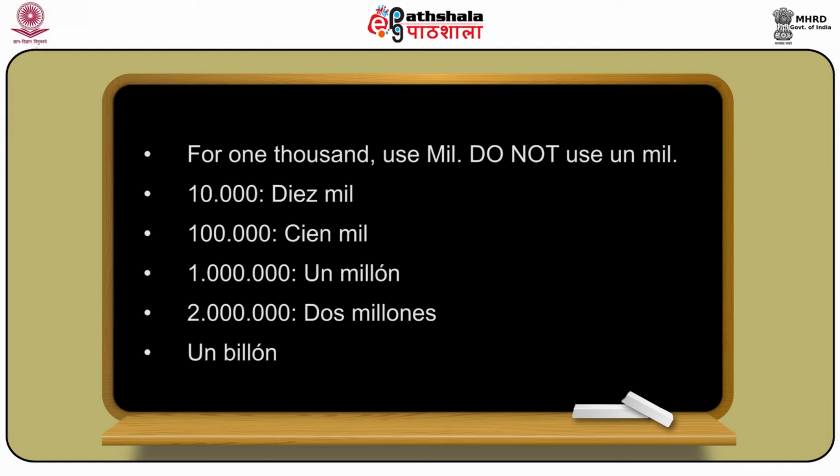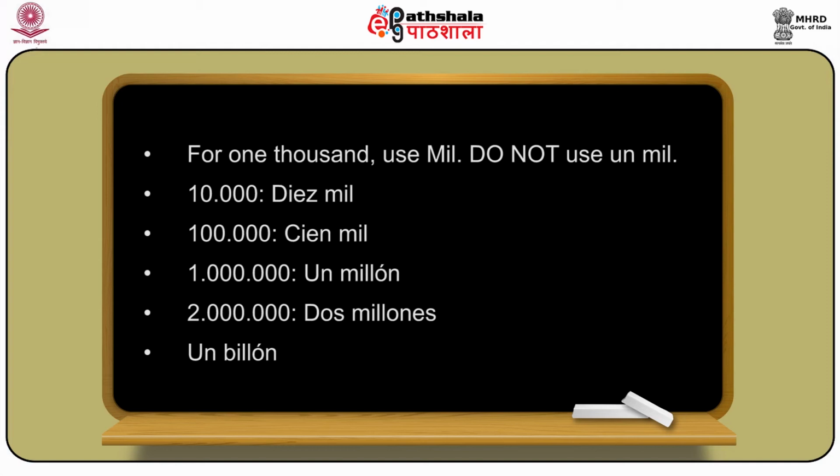So 1000 in Spanish is only mil, and not un mil. After 1000, if you want to say 2000, you simply add the number. So 1000 is mil, and after 1000, if it is 2000, you simply say dos mil. 3000 will be tres mil. 4000, cuatro mil. 5000, cinco mil. And same way till 9000, that is nueve mil. And 10,000 will be diez mil. So these were the numbers till 10,000.